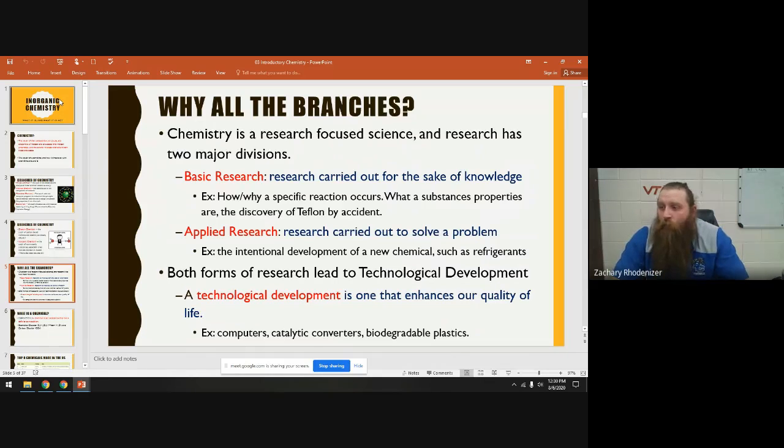And a lot of times the two overlap, okay? You can't really do basic research without some application. You definitely can't do application without some basic research. So they definitely go hand in hand. Both lead to what we call technological developments, okay? And that's just something that enhances our quality of life. Computers would be a technological advancement. Catalytic converters, not convertibles, that are part of your cars, definitely a technological advancement. Biodegradable plastics, definitely an advancement. Buckminster fullerene, all right? One of the things that they're looking at is if they can put a medicine in the middle of this compound, right?